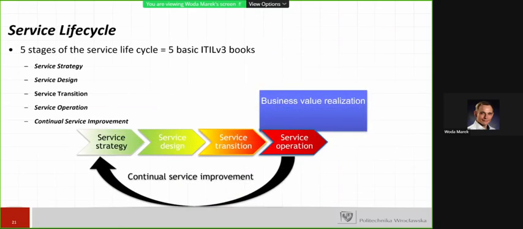And going into the service lifecycle, this is very popular. It was introduced in ITIL v3 and is still ongoing.